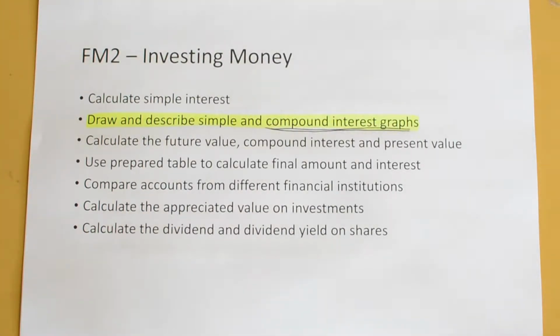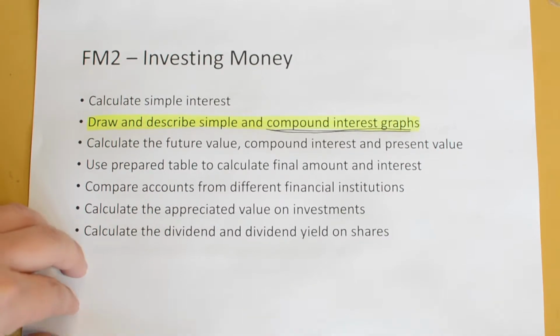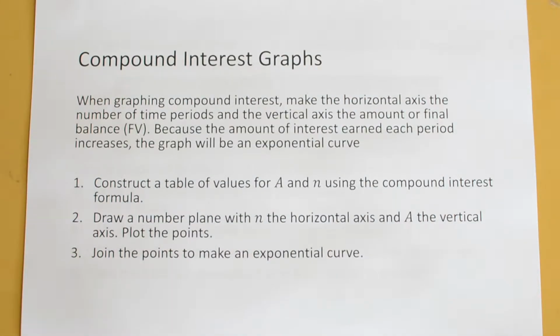Hi, today I'll be talking to you about investing money, in particular drawing and describing compound interest graphs. So compound interest is when your interest earns interest in an investment, which means the amount of interest that you earn each period increases. The first period is just the principal earning interest, but after that you add your previous interest to your principal, and that becomes your new principal for the next period.